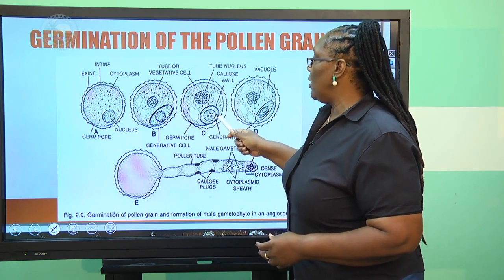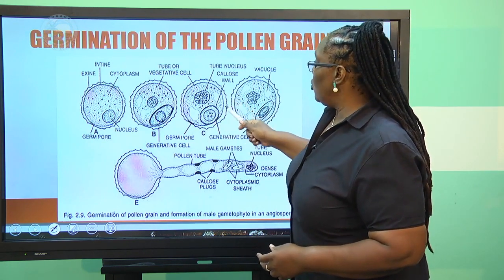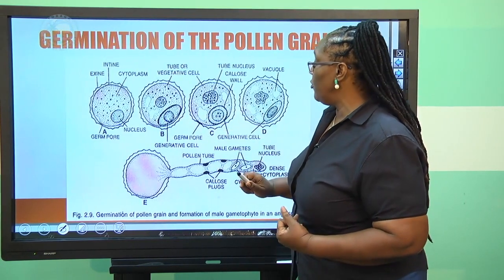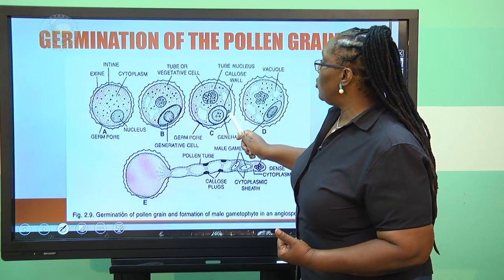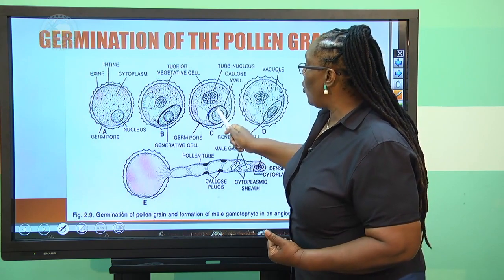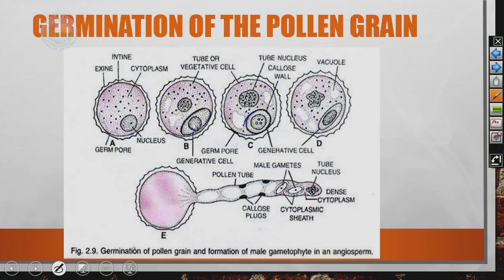And then you had the generative nucleus, and you had a cell wall forming around the nucleus because it is a plant cell. And eventually, what would have landed on the stigma would have been a structure such as this. And this here shows the pollen germ tube growing down.